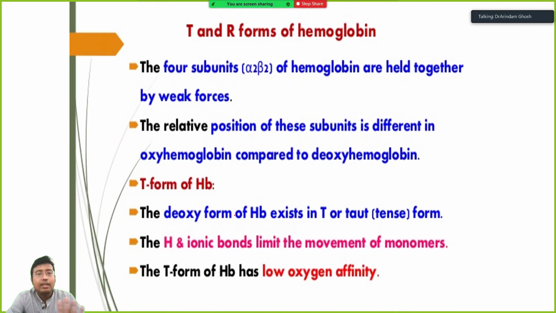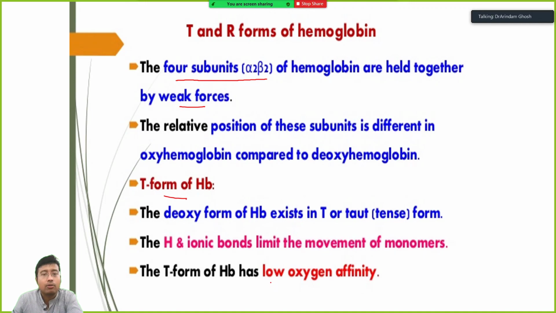So everything at a glance. Okay, just see, we have already discussed 4 subunits, alpha and beta, held together by weak forces. The relative position of these subunits is different in oxyhemoglobin compared to deoxyhemoglobin. Definitely, in one it is plain, in one it is dome-shaped, in one it is to the side, in one it is tightly adhered. Okay. In case of T form, that is the taut form of hemoglobin.